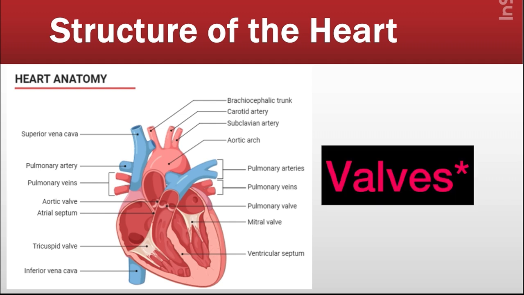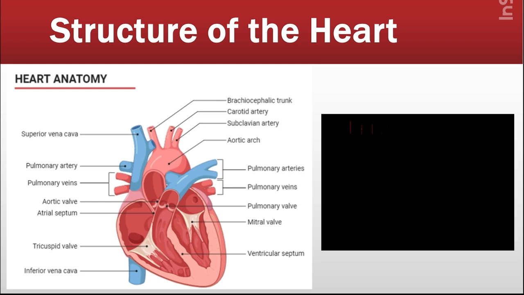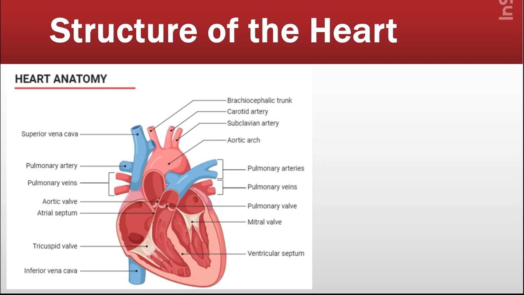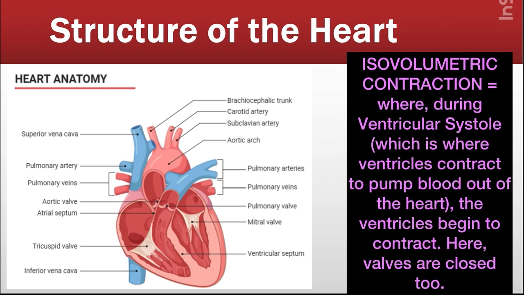So now you might ask, when do the valves close? During ventricular diastole, where the ventricles are relaxed to let the chamber fill up with blood, they close to prevent backflow of blood from the aorta and the pulmonary arteries, both of these blood vessels on the top. Also, they close during isovolumetric contraction, which is during ventricular systole, where the ventricles contract to pump blood out of the heart. As the ventricles begin to contract, the heart valves are closed then as well.